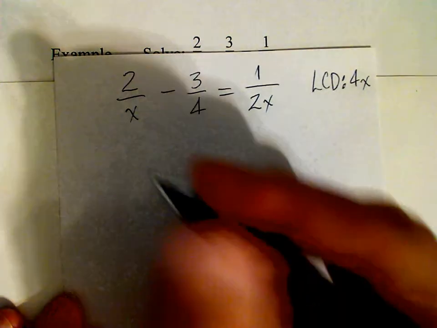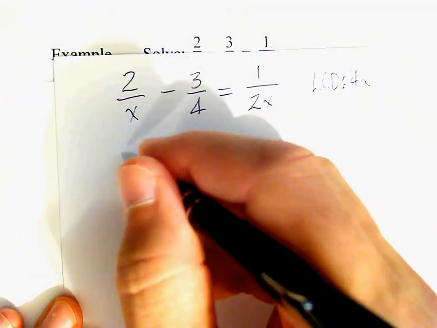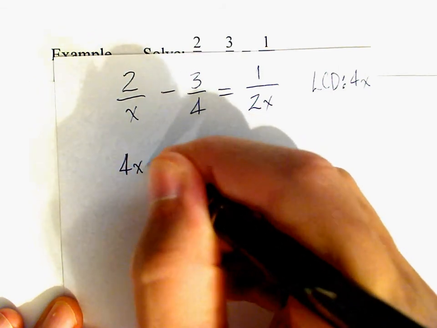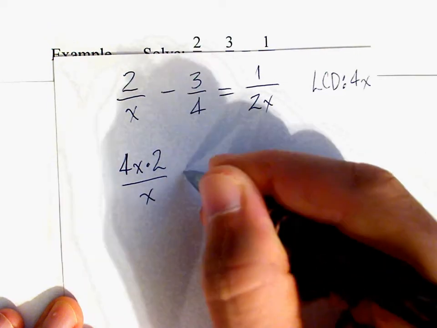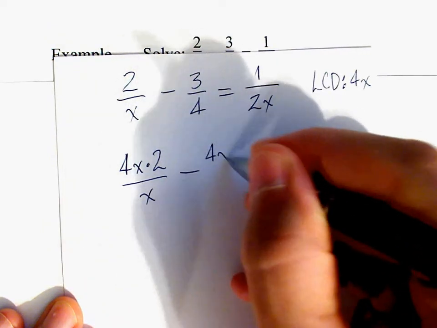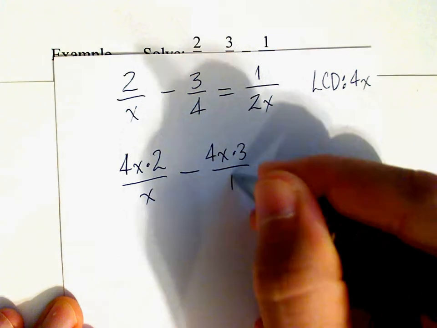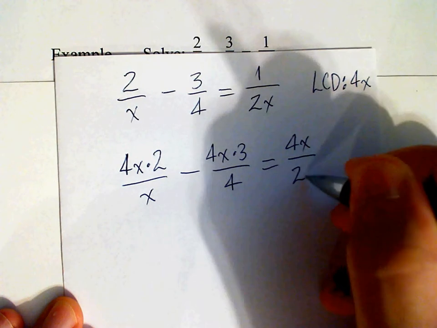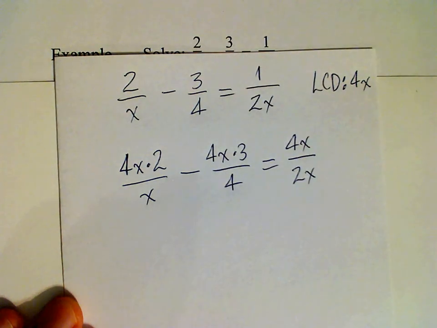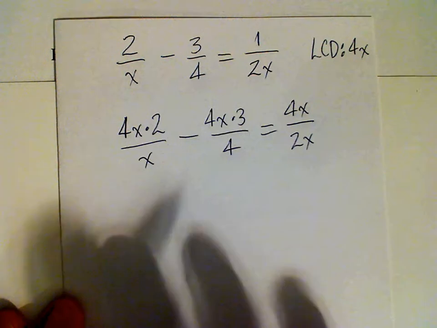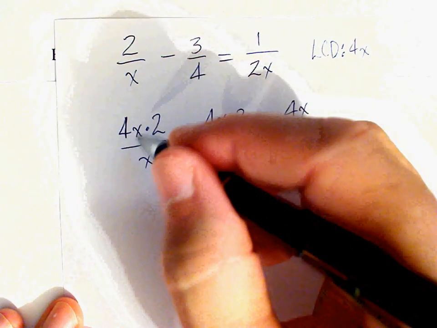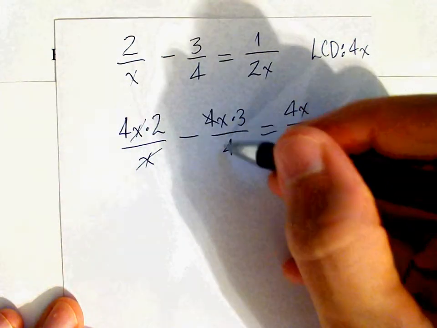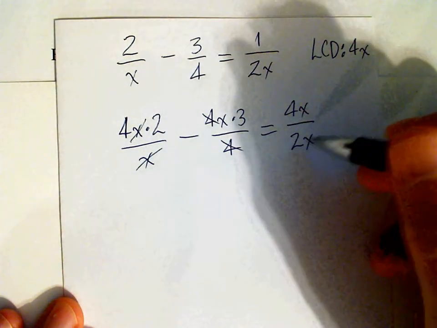Okay, so now let's multiply each fraction by 4x. Remember that 4x goes just to the numerator, not to the denominator. So we have 4x times 2 over x minus 4x times 3 over 4 is equal to 4x over 2x. Why do we do this? Well, so that the fractions will go away. Okay, so here the x will cancel, here a 4 will cancel, and here a 2x will cancel.